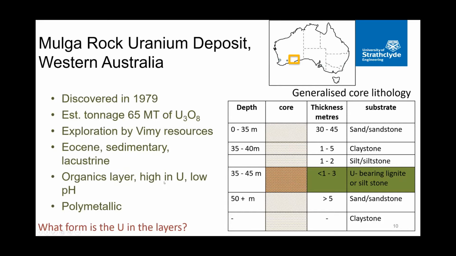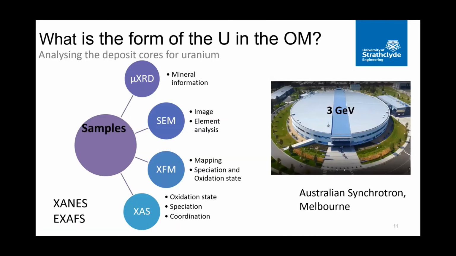It's high in uranium, low in pH, polymetallic. There are a lot of other elements, in fact, the whole periodic table, which actually was problematic because there was so much stuff in it. Also present are total rare earths in about the same concentration as uranium as well. But the main question about these layers was, well, what form was the uranium in? And to answer that, we had to engage in various techniques.